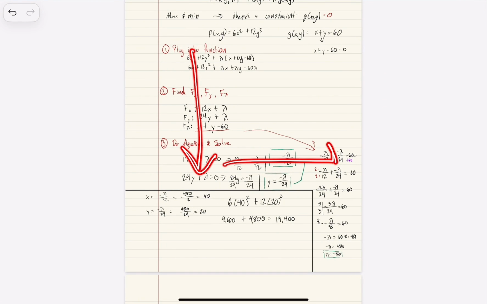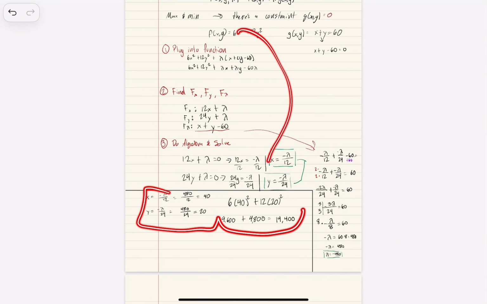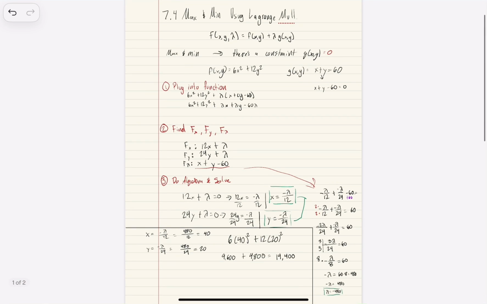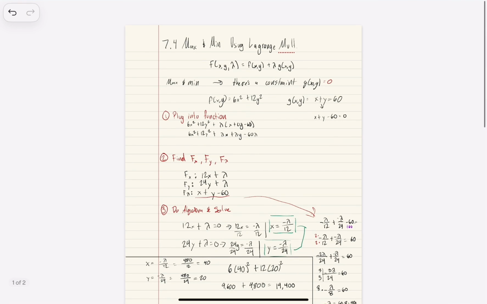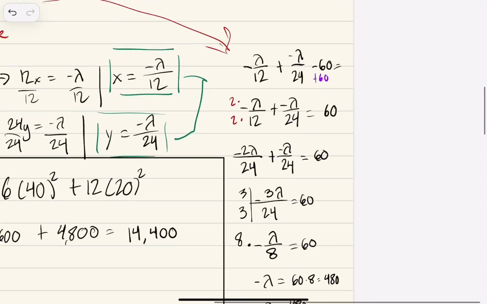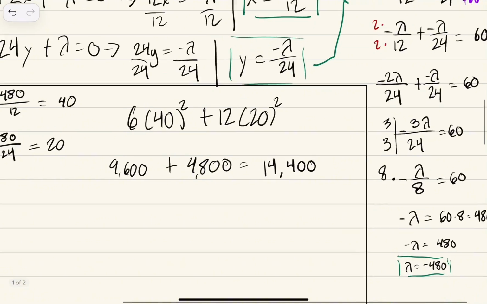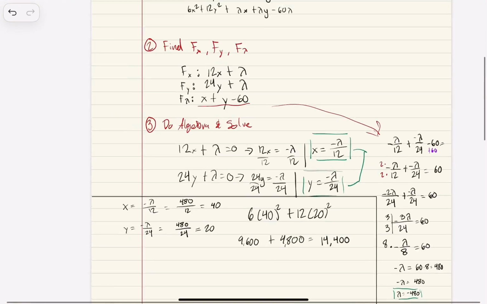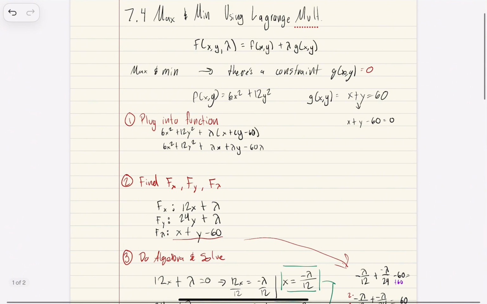Go this way, go down that way. And then we start right here, connect this back down here. And so overall, it does seem like a lot, but once you break it down, I think Lagrange's method isn't too bad, honestly.